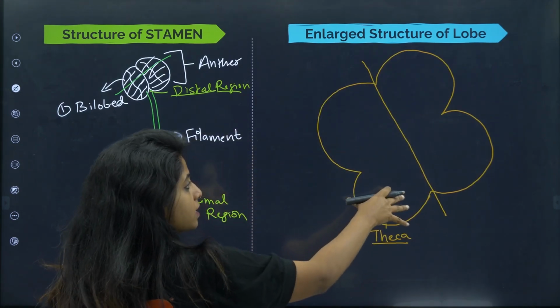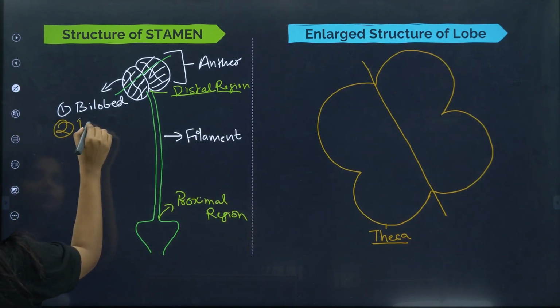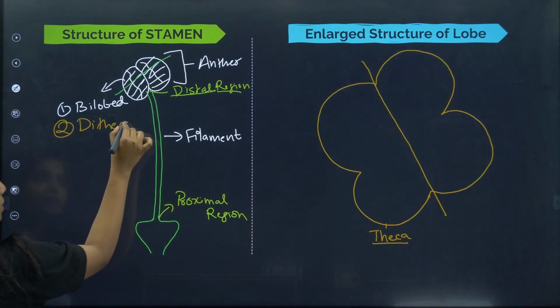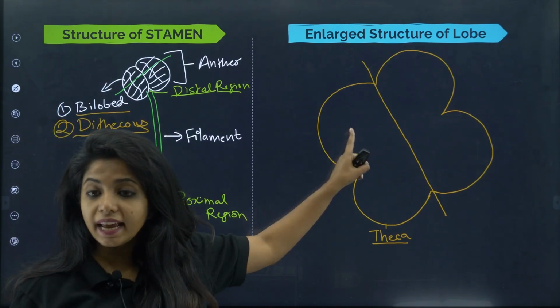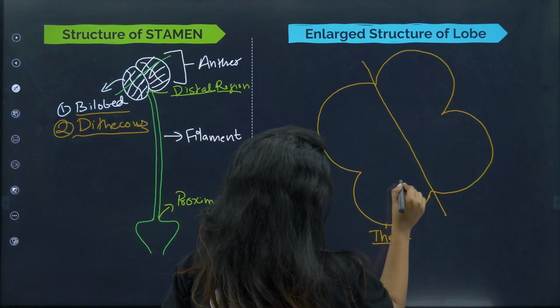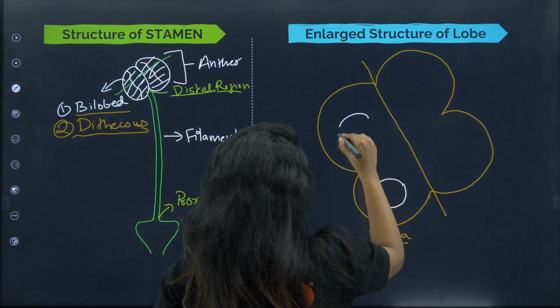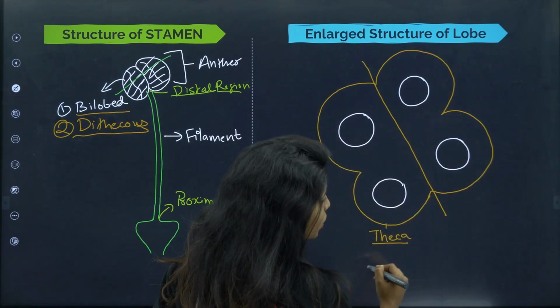So each lobe, if I talk about one lobe, can I say it is dithecous? It has two thecas, right? So each lobe, basically children, it is what? Dithecous. Now inside each lobe, you will be finding some cells like this over here, over here, over here, and over here. What do you call it?